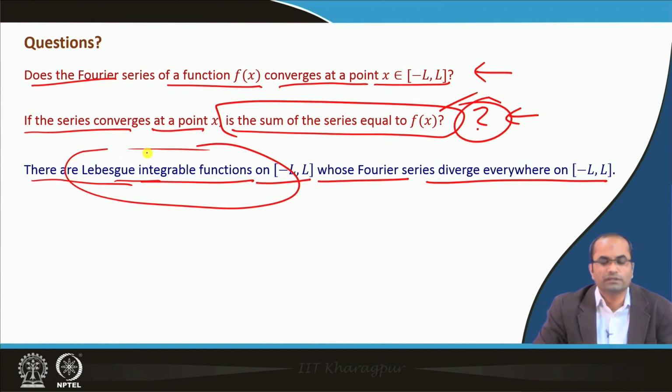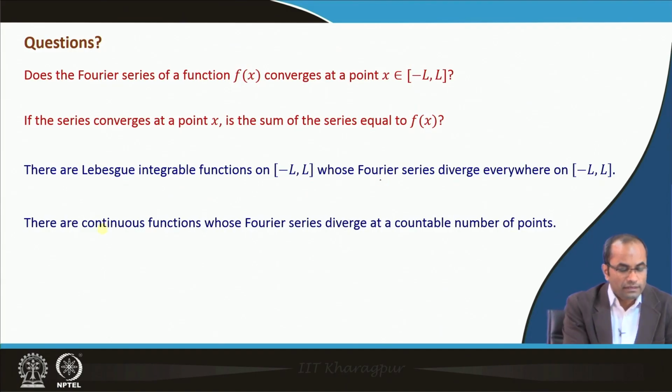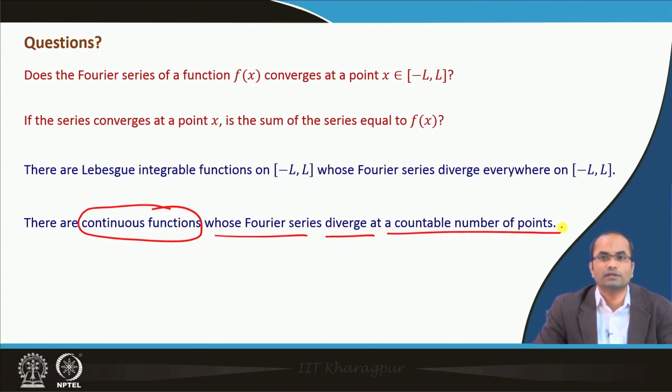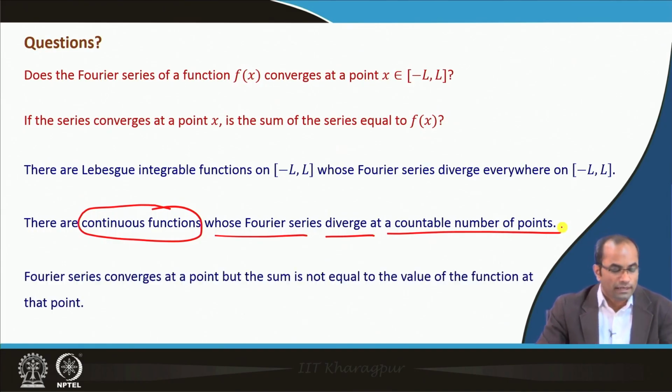We are not going into all the details of what kind of examples, because they are not trivial, but their Fourier series does not converge at all, it diverges everywhere in the interval. Also, there are continuous functions. So, even the nice functions we have have Fourier series that diverge at a countable number of points. Such examples exist in the literature, and there are also cases where the Fourier series converges at a point, but the sum is not equal to the value of the function at that point.